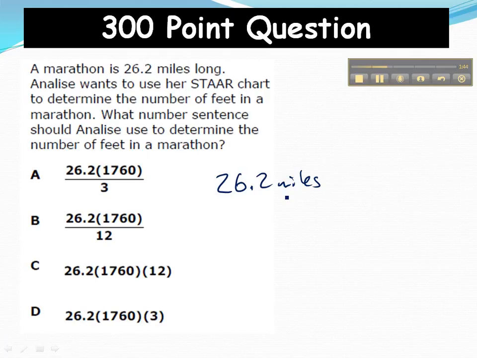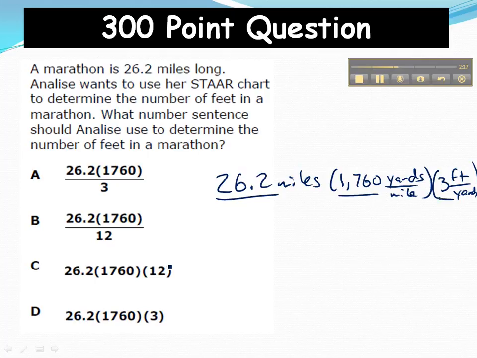It doesn't tell me how many feet in a mile, but it tells me there are 1,760 yards in a mile. So I can multiply the number of miles times 1,760 yards per mile. And then I'll know the total number of yards in the marathon, but then I want to find out the number of feet. So I look at the next conversion, and it tells me there are 3 feet per yard. So there'll be 3 times as many feet as there are yards. So if I multiply 26.2 times 1,760 times 3, I'll find the total number of feet in the marathon, and that's answer choice D.